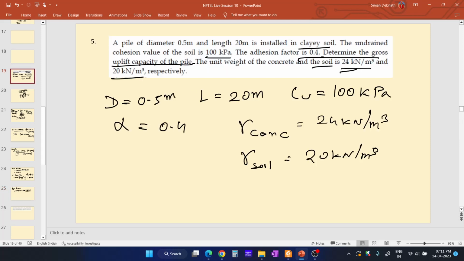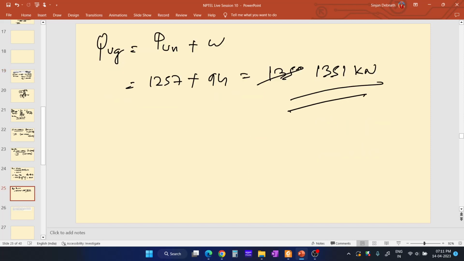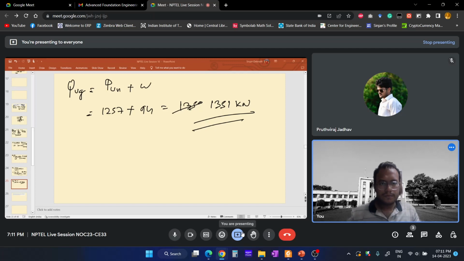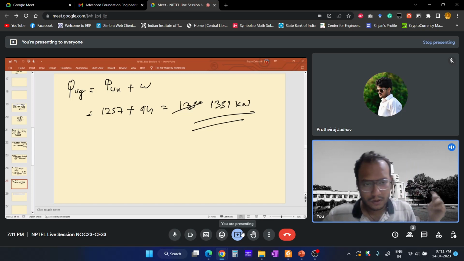Here in this question, we are asked to determine the gross uplift capacity of the pile. So here is the answer. Please let me know if you have any doubt in this particular question. Please go through this problem for a couple of minutes. After that, I will proceed to the next question.